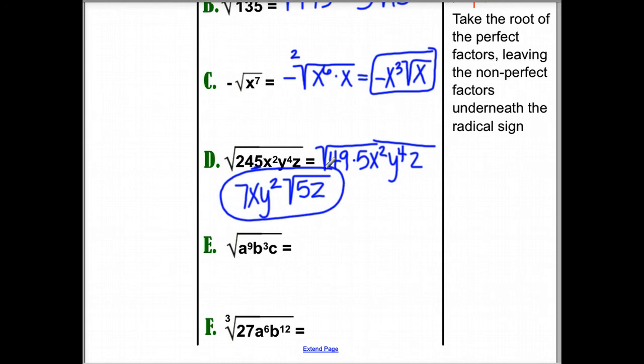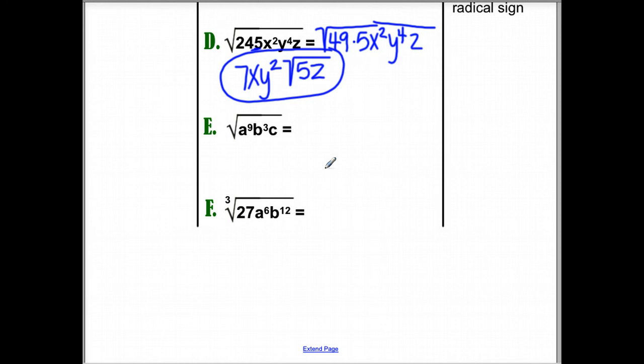Looking at example E, I see I have a to the 9th, which is not a perfect square, so I'm going to break that into a to the 8th times a. And b to the 3rd is not, so I'm going to break that into b to the 2nd times b. If you haven't noticed, for perfect squares, I want even exponents, and I have a c left over. So then I square root a to the 8th, which is a to the 4th. I square root b to the 2nd, which is b. And the rest of what's inside is non-perfect, which is a, b, c.